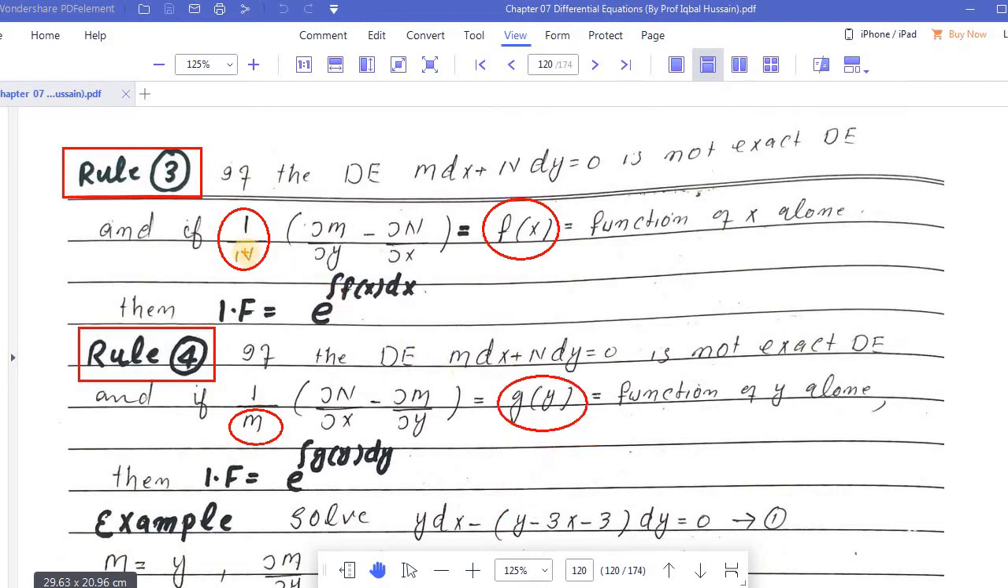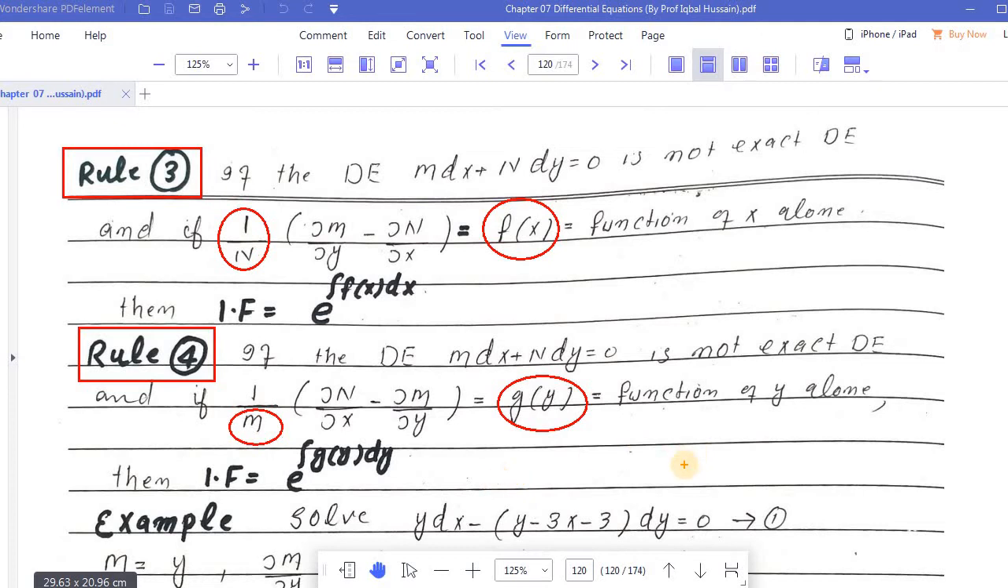Simply remember, if the value of this expression is a function of x, then this will be the integrating factor. If the value of this expression is a function of y, then this will be the integrating factor. These two rules are the last two rules to find the integrating factor for a non-exact differential equation.